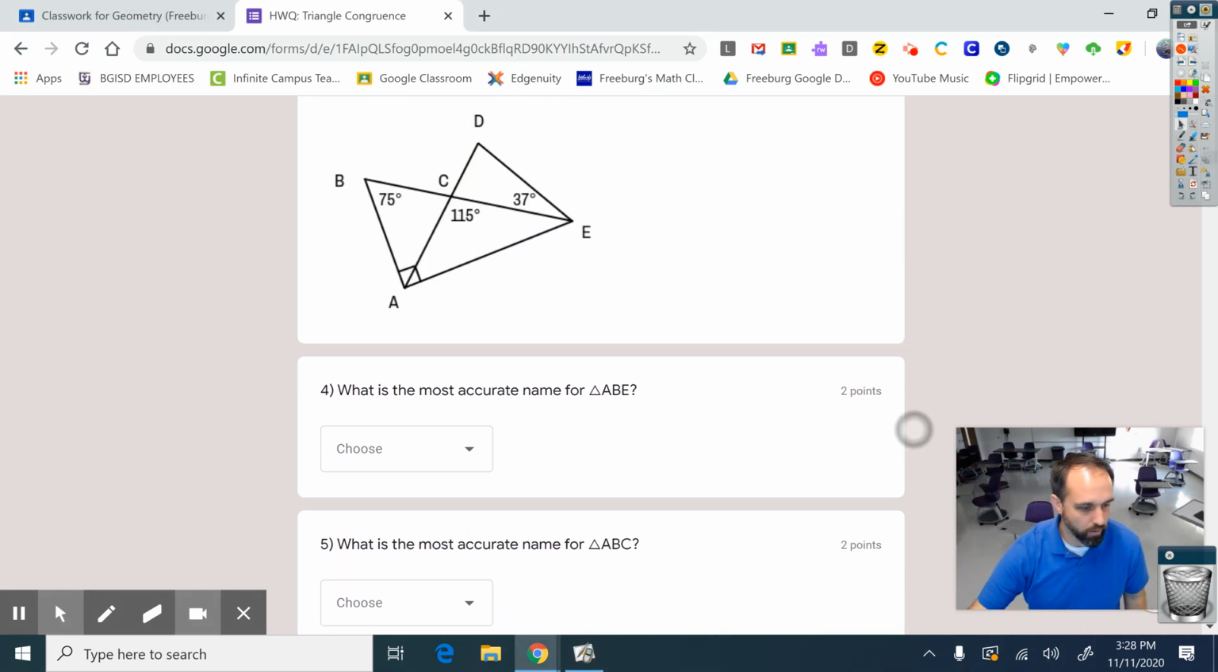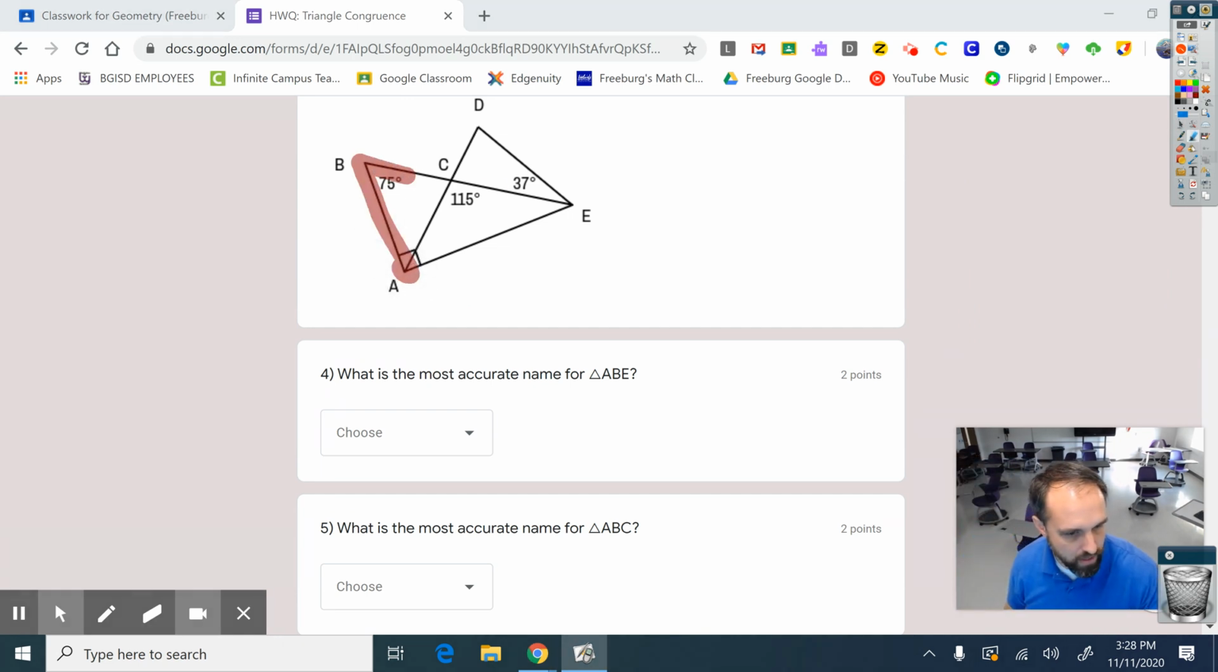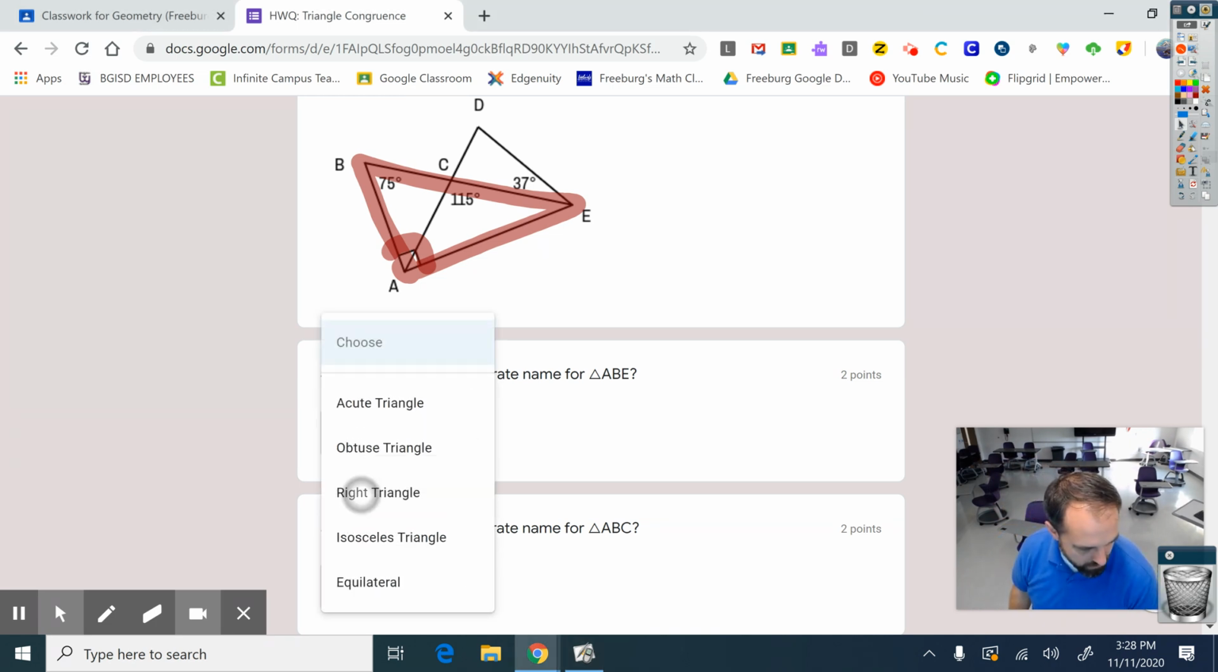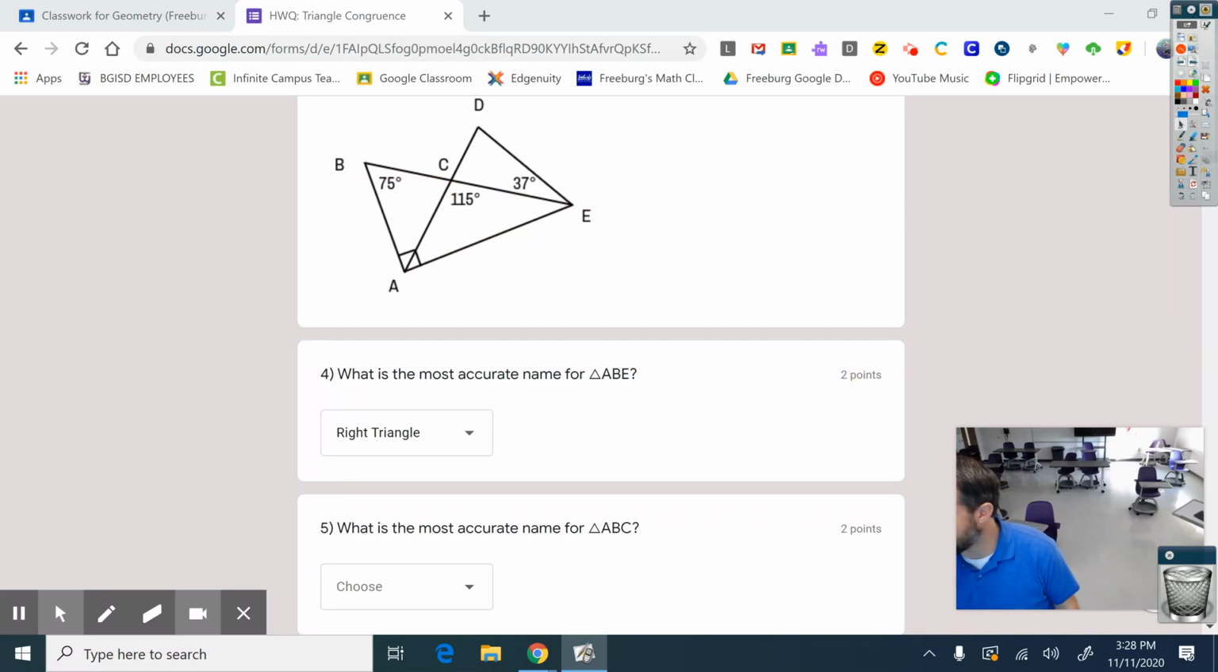All right, number four. What is the most accurate for ABE? Obviously, it gives us that little square box, which means right angle. And if we have a right angle, then we must be a right triangle. What's the most accurate for ABC?